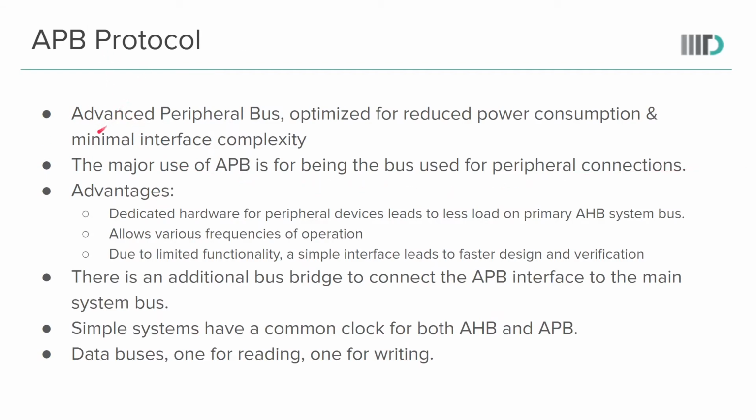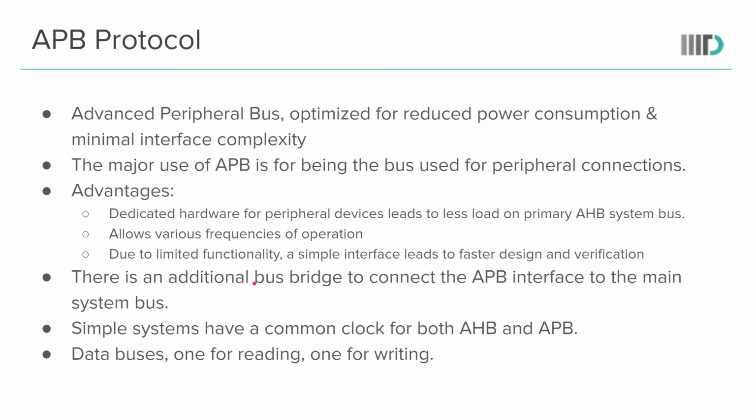So the APB protocol, which stands for the Advanced Peripheral Bus, is optimized for reduced power consumption and minimal interface complexity. Even though peripherals can be connected via the AHB protocol, there are several advantages for using the APB protocol for this purpose. Some of the advantages include dedicated hardware for peripheral devices, so this leads to less load on the primary AHB system bus. It allows various frequencies of operation depending on the peripheral we are considering. And due to the limited functionality, a simple interface will lead to a faster design and verification process.